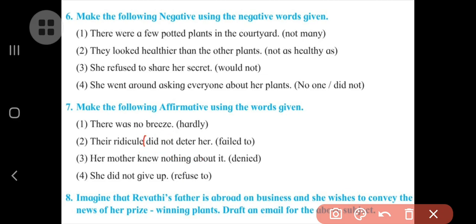Instead of did not, what do we have to use? We have to write down failed to. The sentence would be: their ridicule failed to deter her. Instead of did not, you have to write failed to deter her. In this way, even though the sentence is negative, we can convert it into an affirmative sentence by using the word given in the bracket. In this way you have to write.